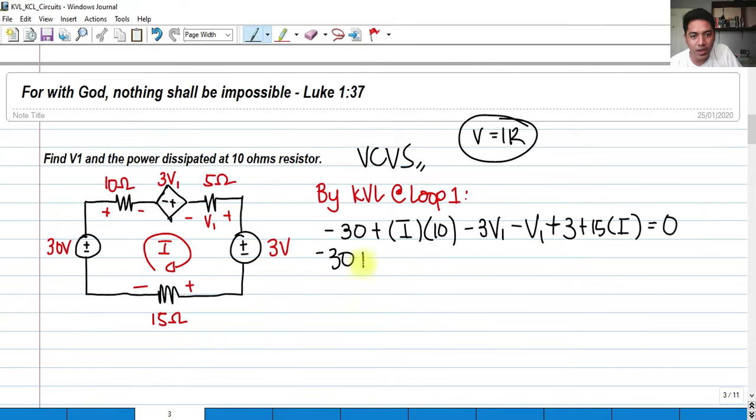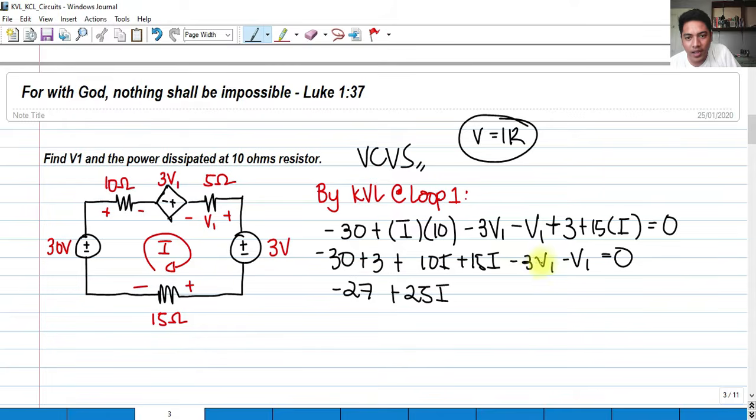So, we have negative 30 plus the 3 here, plus this one, 10i, negative 3v1 minus v1. Let me just rewrite though, plus 15i, this is plus 15i, we have negative 3v1. Combining like terms, equals to 0. So negative 30 plus 3 is negative 27, 10i plus 15i is 25i, negative 3v1 minus v1, that's negative 4v1, is equal to 0. I can transpose this on the right side. So we have 25i minus 4v1 is equal to 27.